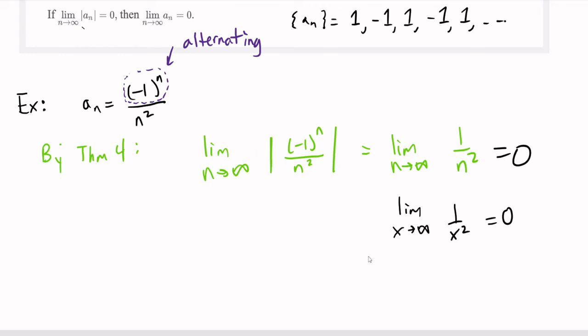So, okay, what did we just show? We showed the limit of the absolute value of this sequence is 0. So by Theorem 4, because the limit of the absolute value of the sequence is 0, what do we end up with? The original limit also is 0. And we're done.